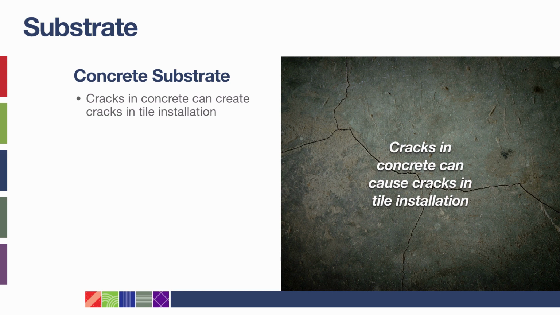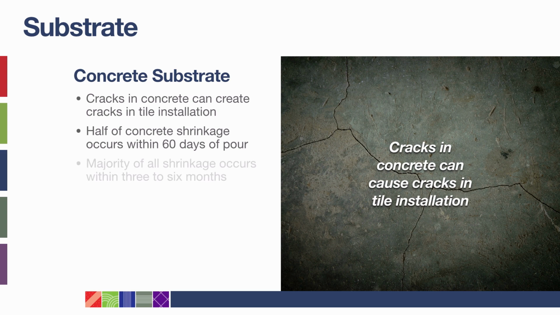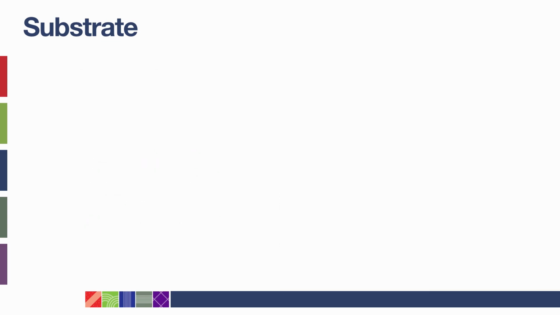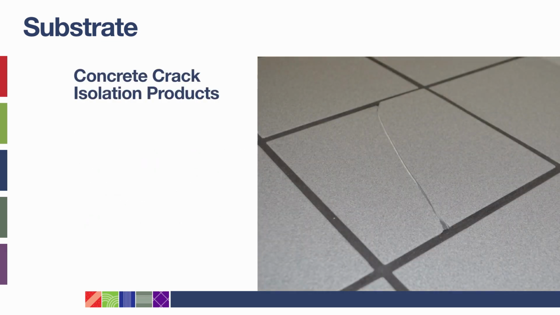proper precautions. It's important to know that half of the total shrinkage of concrete occurs within the first 60 days after it is poured, and the majority of shrinkage occurs in the first 3 to 6 months. In most cases, new shrinkage cracks will not develop in concrete older than 3 years. Products made specifically for crack isolation can protect tile from shrinkage cracks, as well as protect an entire floor from being affected by cracking in the concrete.